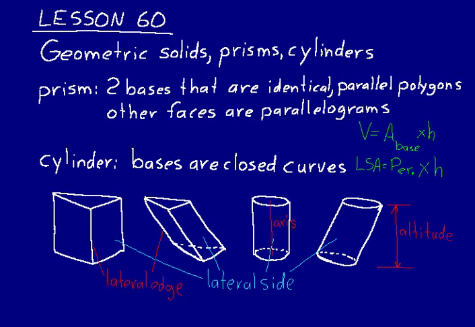I've written a couple of formulas there in green to review, and the first one is from Lesson 20. The volume of a geometric solid like a cylinder or a prism is equal to the area of the base times the height perpendicular to the base. And then the lateral surface area, that's from Lesson 15. That's equal to the perimeter around the base times the height perpendicular to the base. That would be the lateral surface area for a prism or a cylinder.